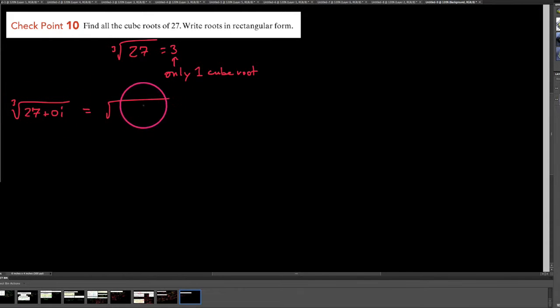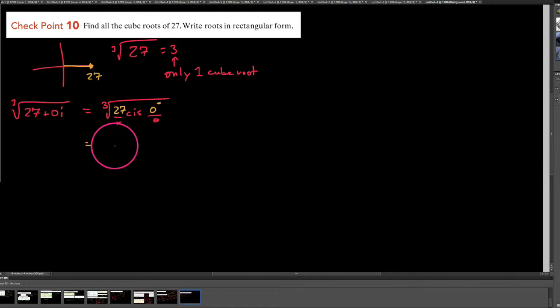Then we're going to rewrite this into r cis theta form so that we can use De Moivre's theorem and find all cube roots of this. In terms of where 27 plus 0i would be, I hope you can see that it would be 27 units to the right and none up or down. The nice thing about this number is that it's purely real, which means its r cis theta form is very easy to find. It's 27 units in a 0 degree direction.